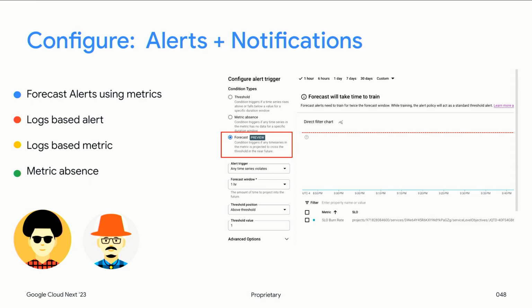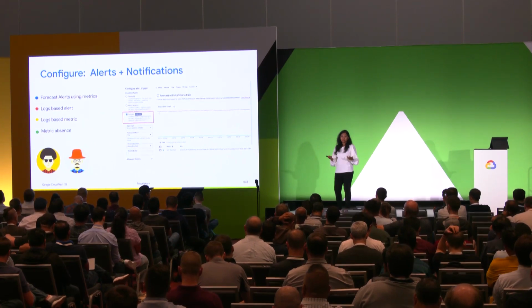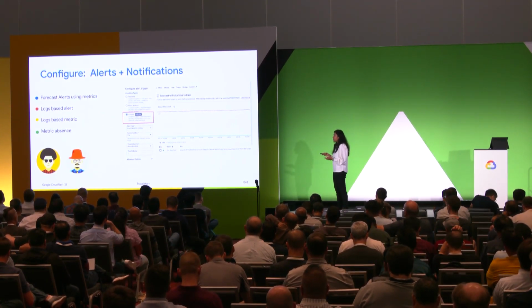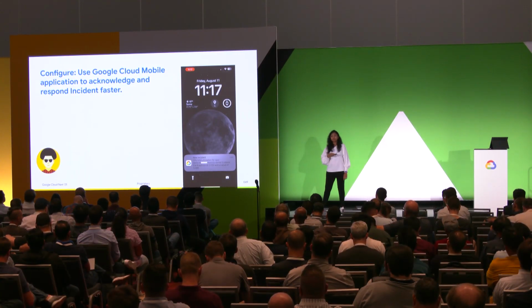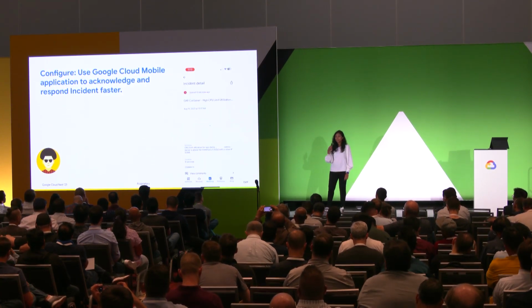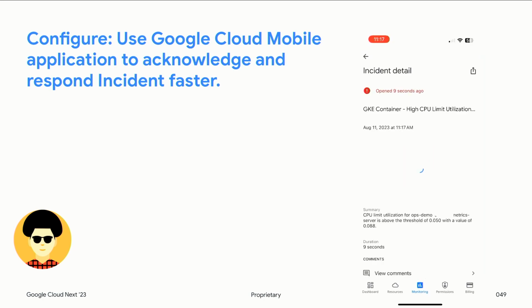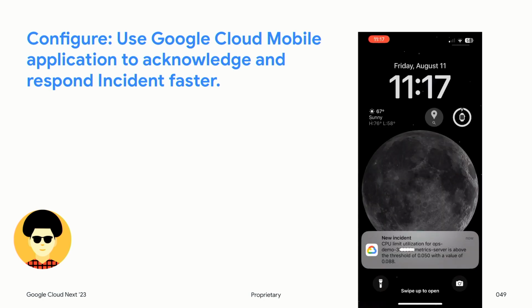Metric absence, our SecOps friends love this, because if you're not collecting metrics from someplace, how would you know? If you configure an alert for metric absence, you would know that something is broken in your pipeline and you should go take a look at it. And Google Cloud Mobile is another easy application to have on your phone. If you have a logs-based alert, the fastest way to find out is by getting a notification on your phone. I believe about 29-30% of our users start acknowledging and troubleshooting from their phone because they have access to the console.